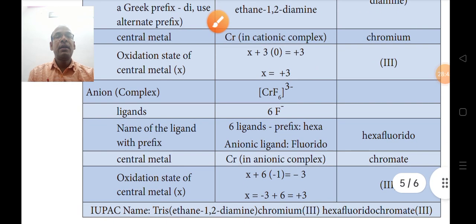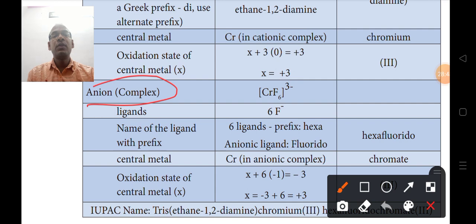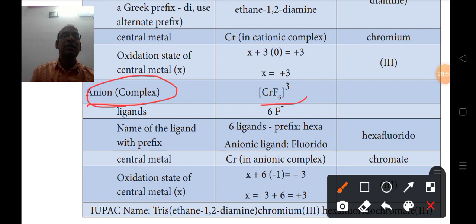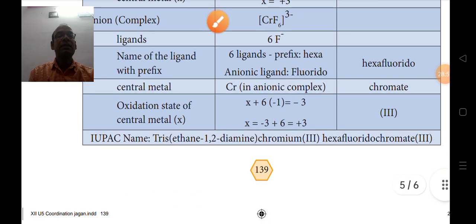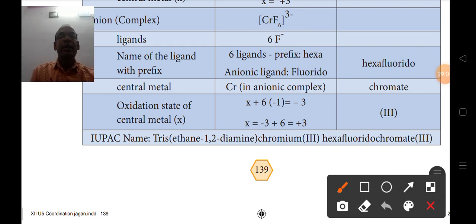Second, the name given to the anionic complex. There are totally 6 ligands, therefore hexafluorido. Oxidation state of the central metal ion X: totally 6 ligands, each fluoride has a minus 1. Net charge on the anionic complex is minus 3. Using that we can find out the oxidation state is plus 3.